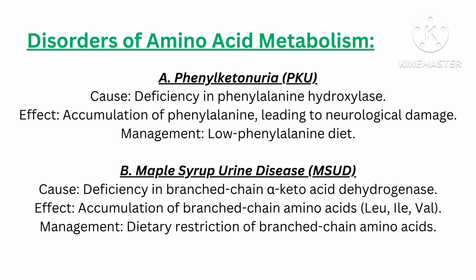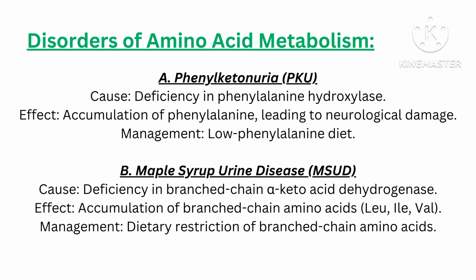Disorders of amino acid metabolism. Phenylketonuria, PKU, caused by deficiency of phenylalanine hydroxylase. It leads to accumulation of phenylalanine, leading to neurological damage. It can be managed by taking a low phenylalanine diet.